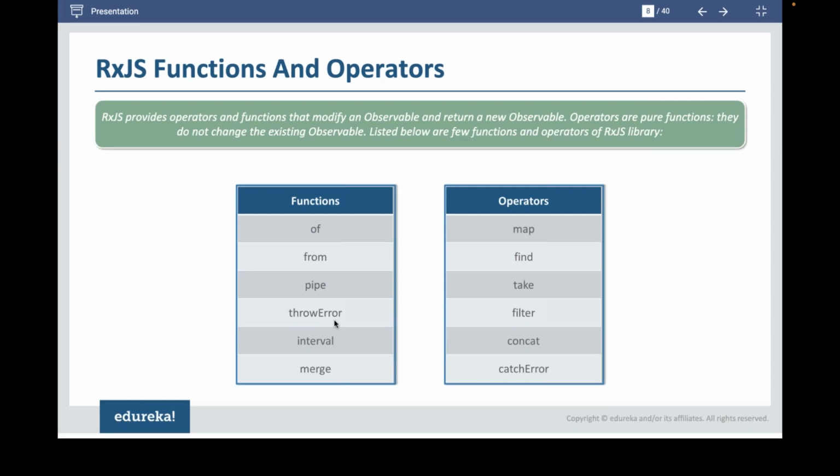If you want to throw an error from your RxJS observable, you can use this. If you want to add some interval in the code execution, you can use interval. If you have data coming from multiple resources and you want to combine that together, you can use merge.